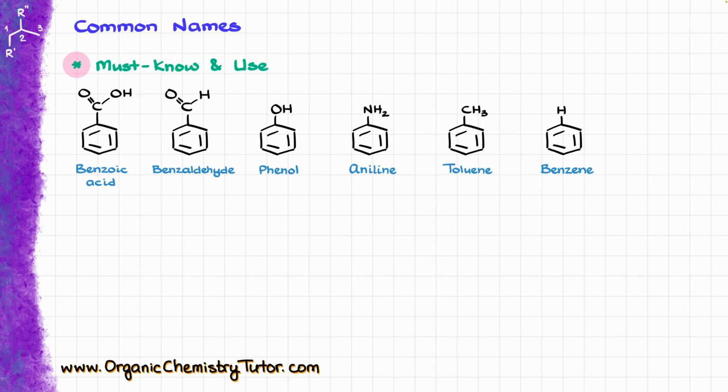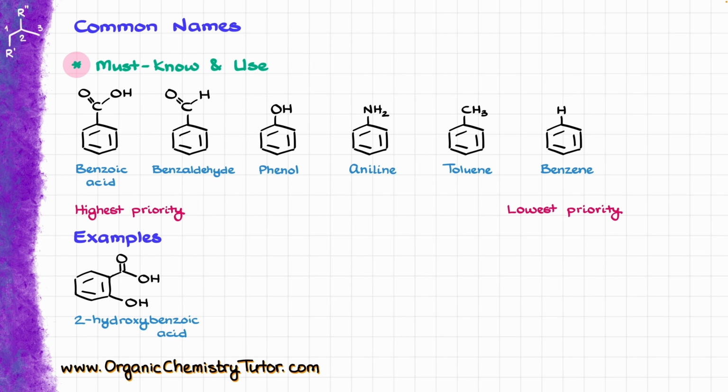Now, the order in which I listed my compounds here is also very intentional, because the molecules on the left side of this list have higher priority than the molecules on the right side, which comes in very handy when you have multiple groups on your aromatic compound.